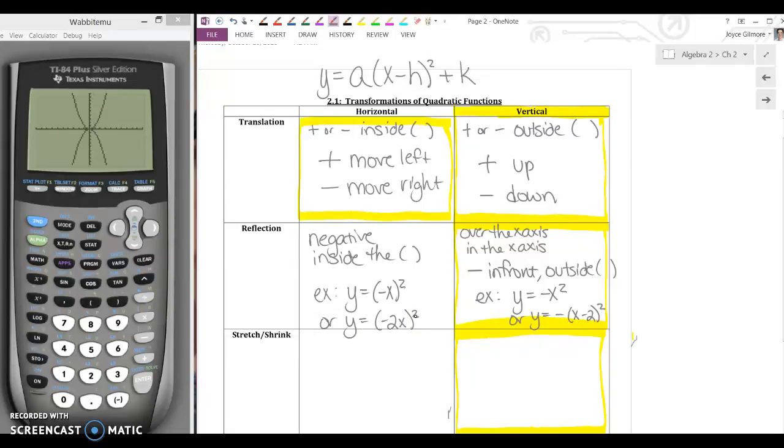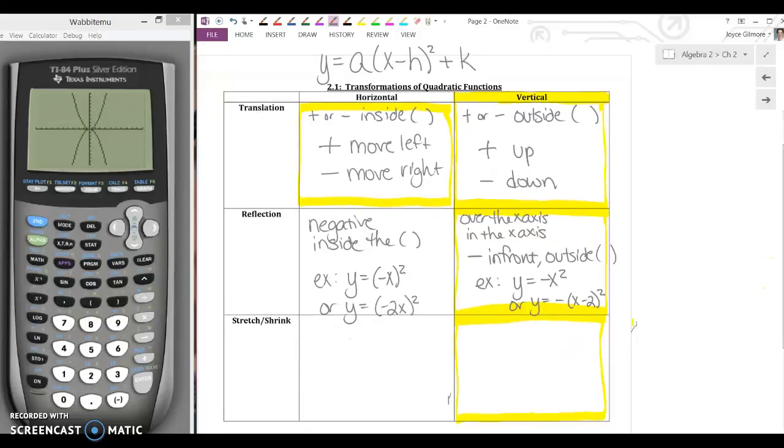Here's why it doesn't appear to do anything. What is 2 squared? 4. What is negative 2 squared? 4. Because we're squaring, a negative inside the parentheses really doesn't do anything because we're still going to square it and get a positive number.